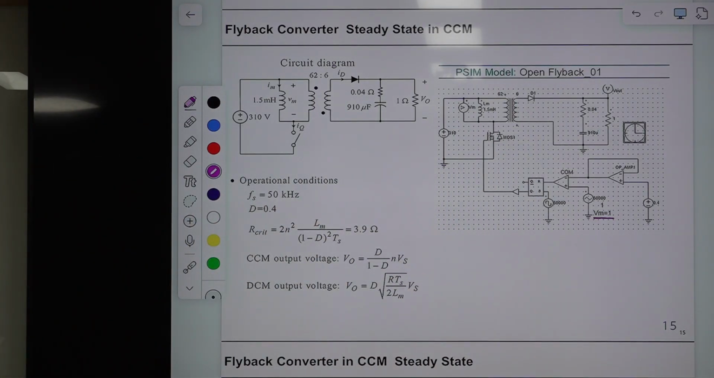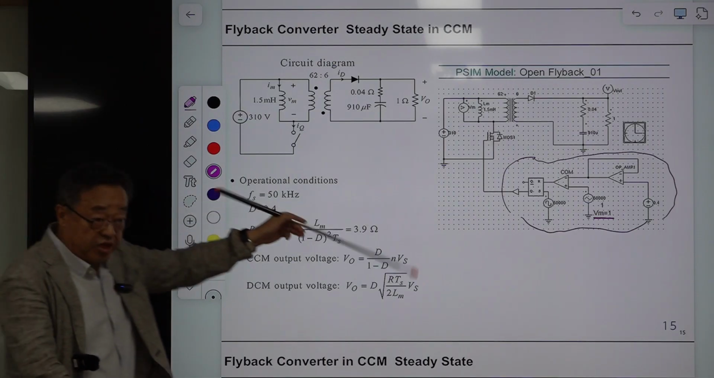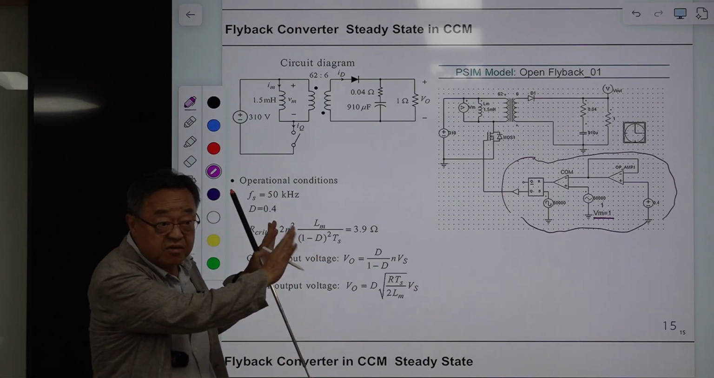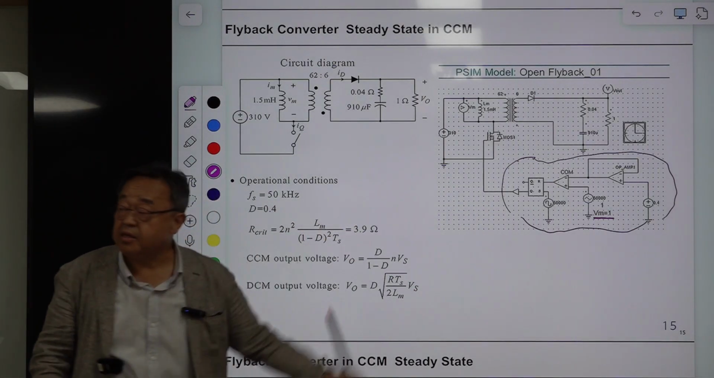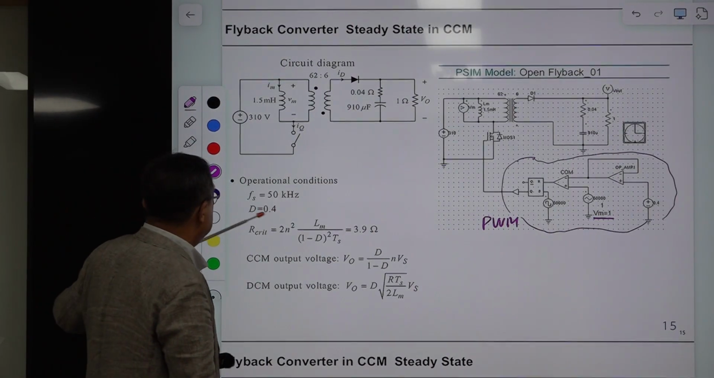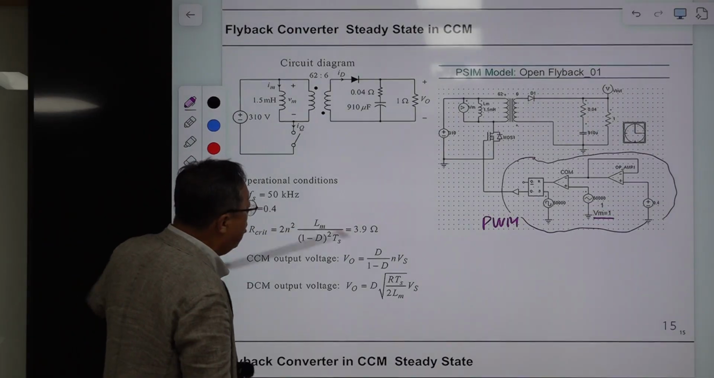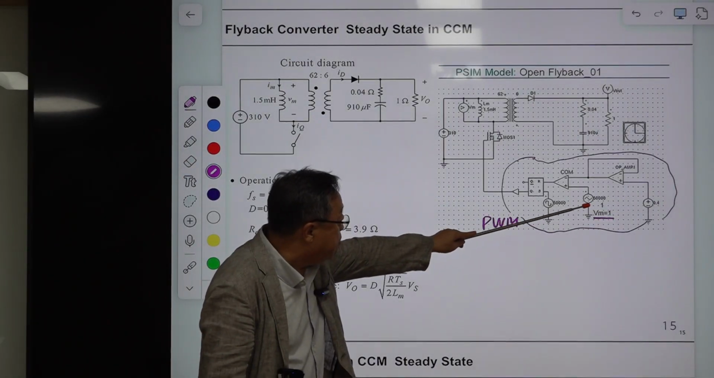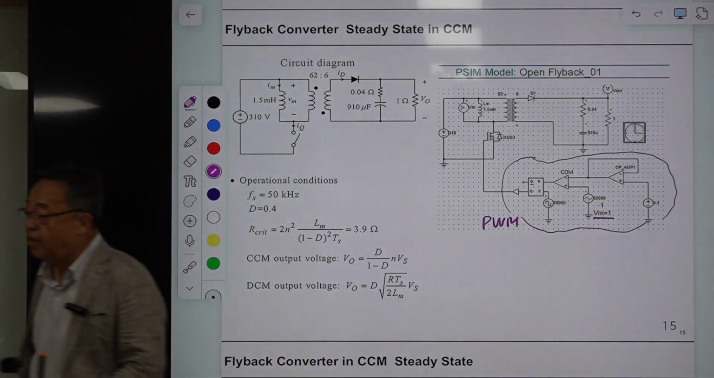Okay, so this is something extra. This is not a component of the PSpice model. You should configure this or something else. Okay, this one is good. So this is for the PWM signal generation. Why does it become the PWM of duty ratio of 0.4? This is the ramp voltage. Okay, so then voltage.